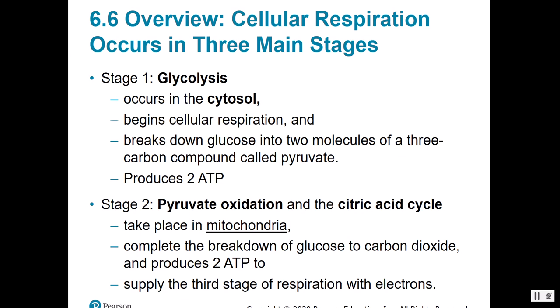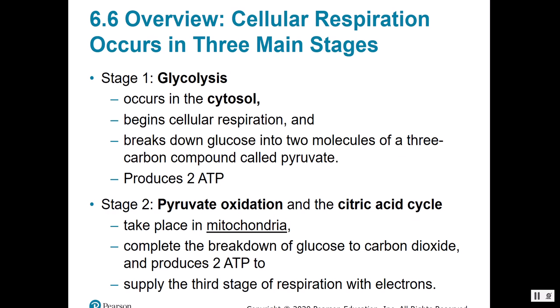Now, stage 2 is oxidation and the citric acid cycle. Some people call this the Krebs cycle, but we mainly use citric acid. This is going to take place in the mitochondria. So we have actually moved into the mitochondria on stage 2. It's the complete breakdown of glucose to carbon dioxide, and we're going to produce 2 ATP, which is going to supply the last stage of respiration with electrons.